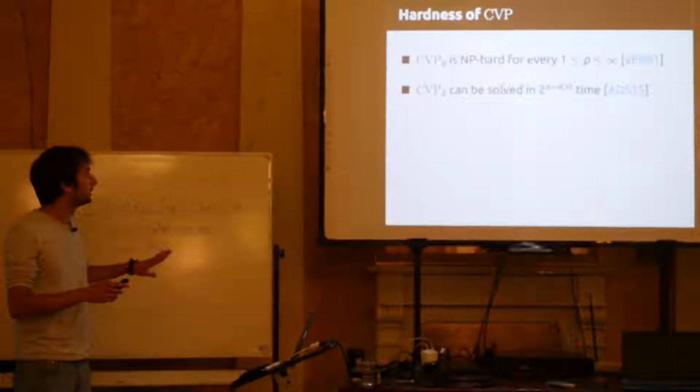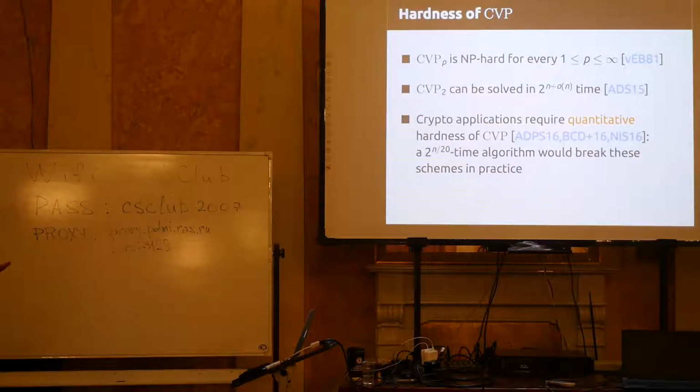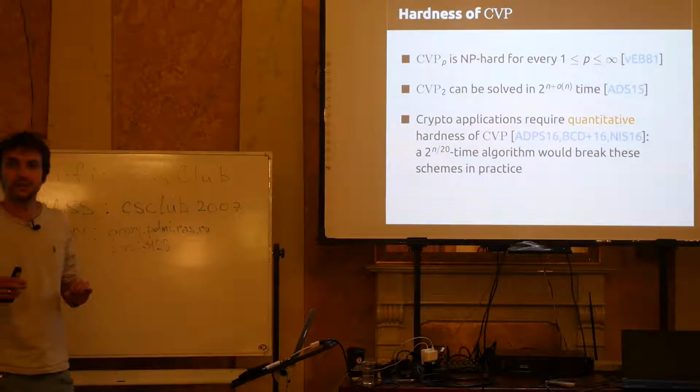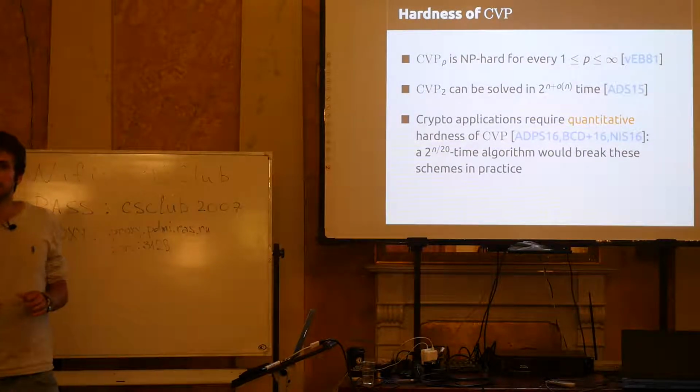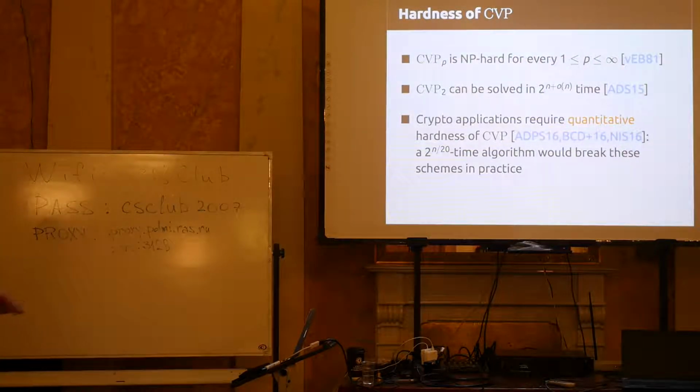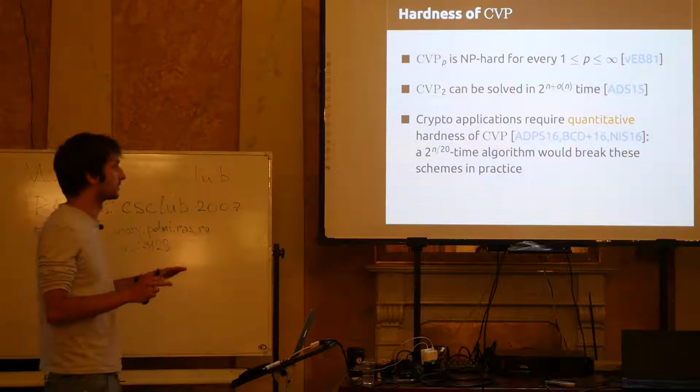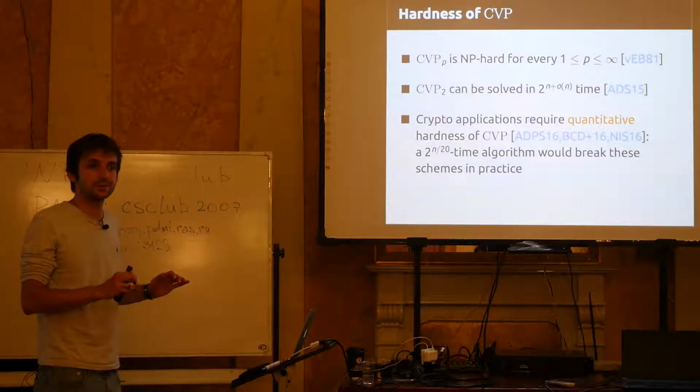And the third kind of motivation for this question is that, again, there are crypto primitives based on similar problems. And if you manage to solve the CVP problem in time like 2 to the n over 20, you actually break these primitives for real-life implementations, for real-life values of n. So we actually want to conjecture 2 to the n hardness or something close to it of these problems.